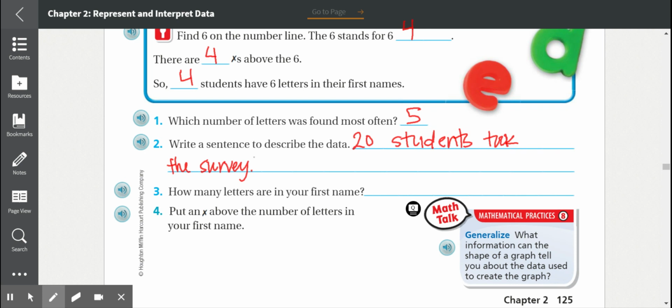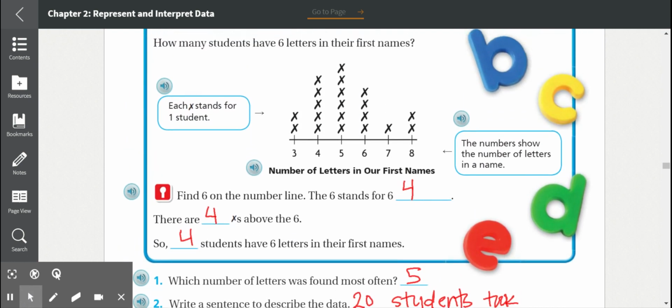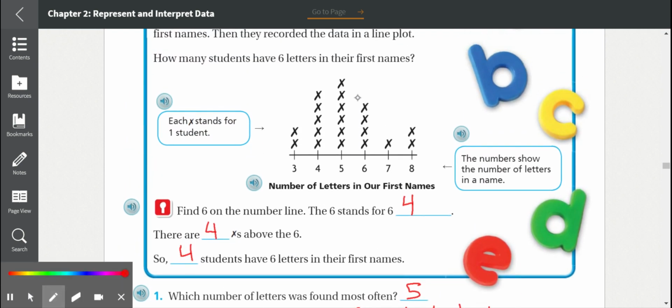Okay, now here's a question only you can answer. How many letters are in your first name? If I were to do mine, I would have 6. 1, 2, 3, 4, 5, 6. But you write down however many you have. Then put an X above the number of letters in your first name. I have 6 letters, so I would put an X right there.